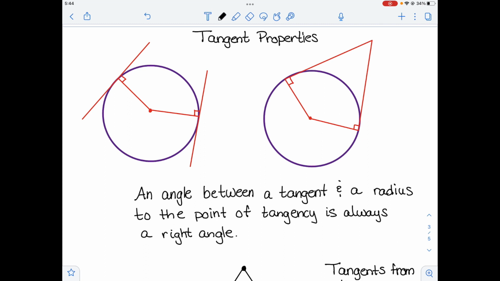So one of the rules is that an angle between a tangent and a radius to the point of tangency. So here's our tangency point. So the radius is from the center out to that point, and it always forms a right angle. So that's important to know. It may not be marked, but that's a rule, that's a property that always occurs.